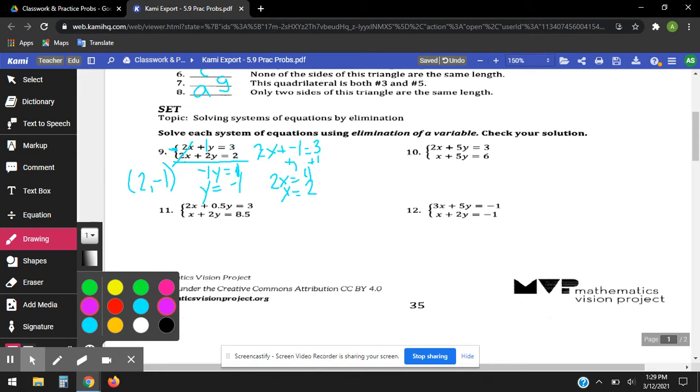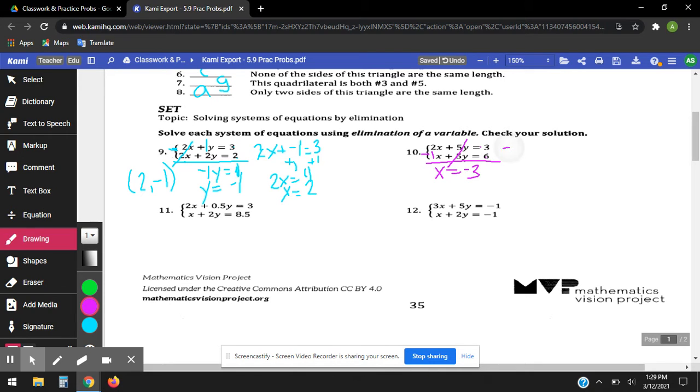Next one, we have two y's that are the same. Both of our y's have 5. So again, I can just subtract them as is. 2 minus 1 is just x, equals 3 minus 6, which is negative 3. So x is negative 3.